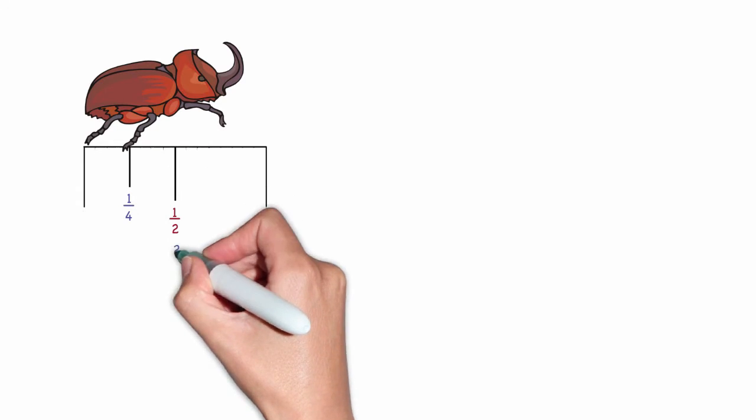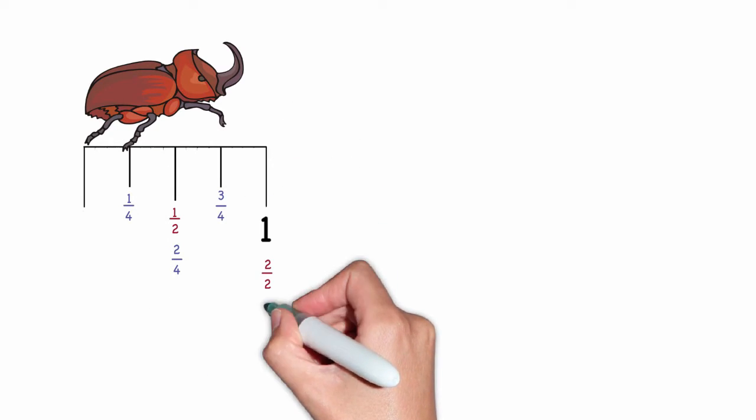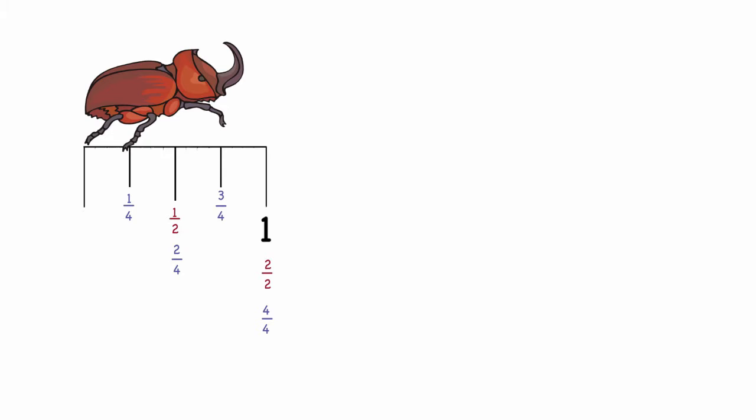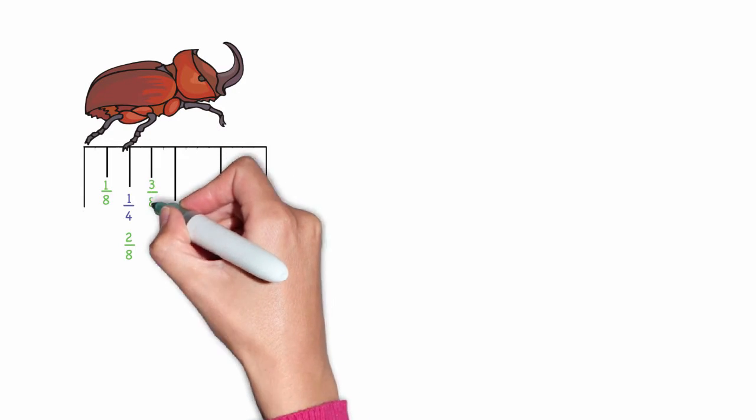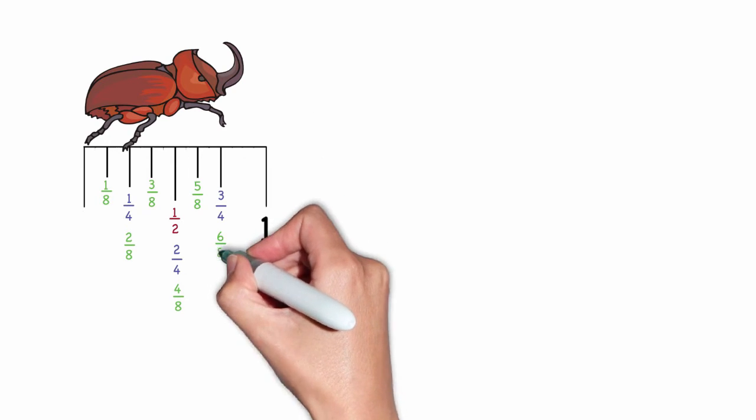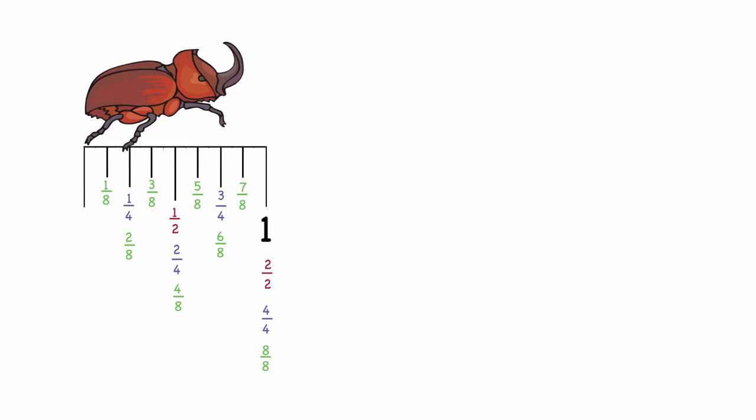Now I'm getting closer, but I can get a better estimate. So I'm going to cut those 4ths into half, giving me 8 equal pieces, which of course is 8ths. And I look and I see that the bug is about 7/8 of an inch long.